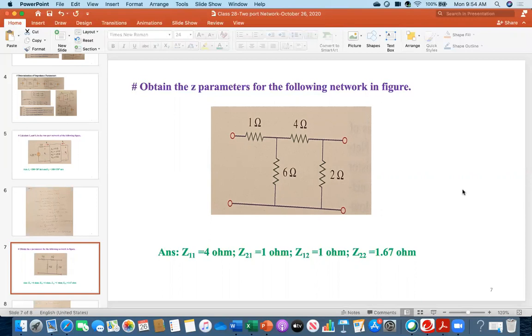I was unsure about the two middle ones, the Z21 and Z12. For whatever reason, I had them negative, but I had the same value, but I think I should not have put a negative sign. No, there should not be a negative. Can you check again?